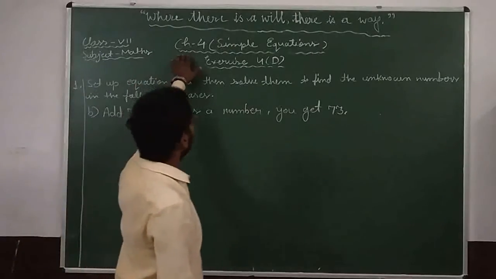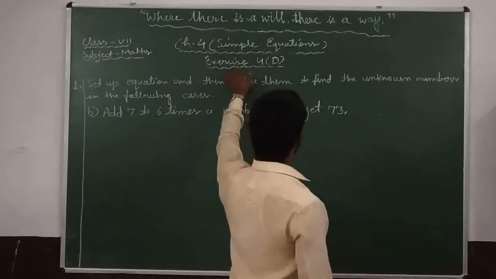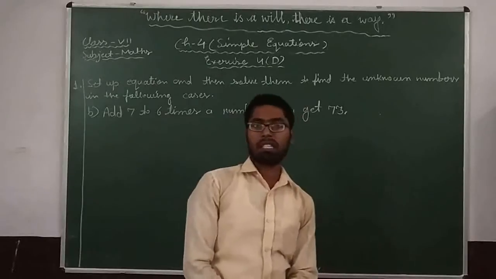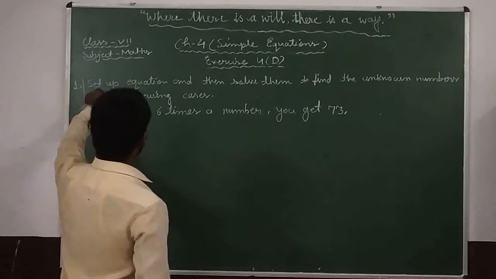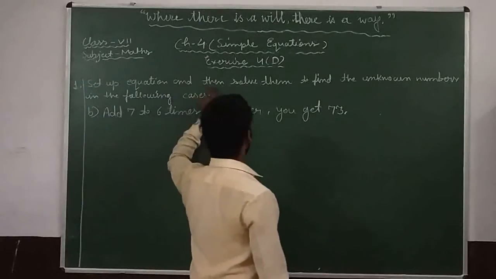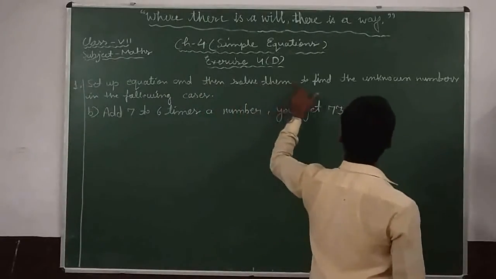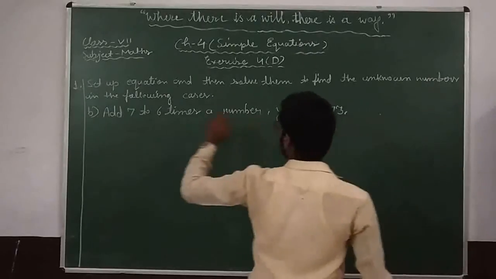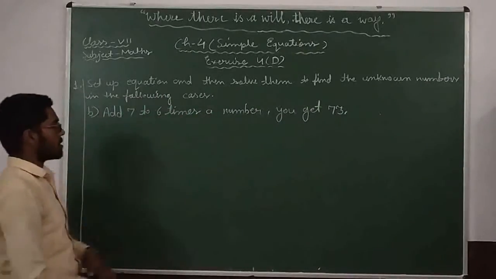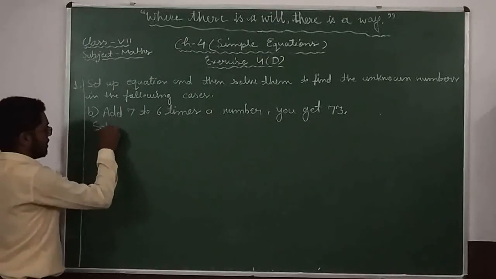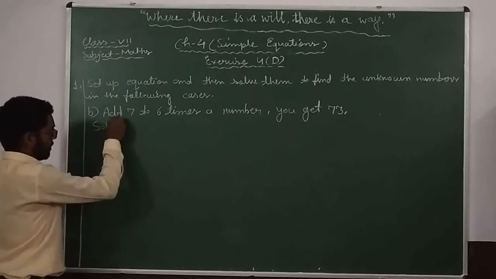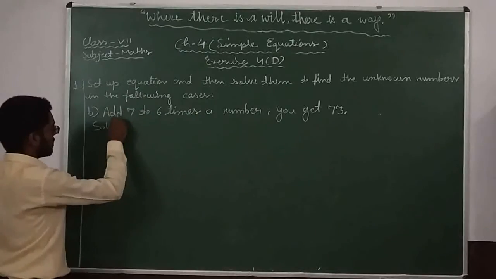With your chapter 4, simple equation, to start. Today I am going to explain your exercise 4D. Question number 1: set up an equation and then solve it to find the unknown number in the following cases. So the cases are given here. First, part number B of the first question.